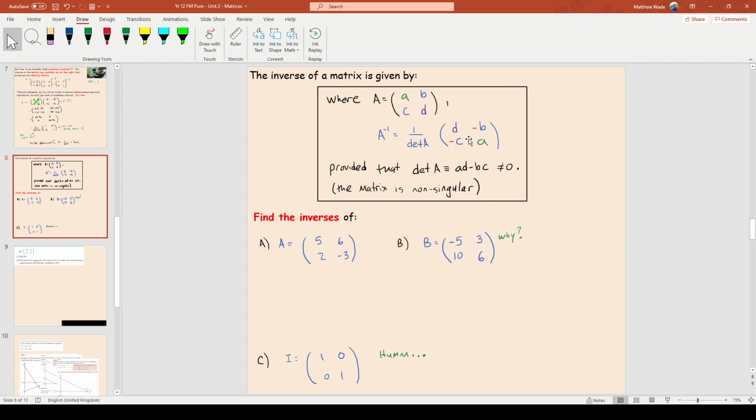You'll learn about that at the start of year 13. It's not a one-to-one function, which means you can't undo it. So, yeah, you're scuppered. But anyway, if the determinant is 0, you can't do it.